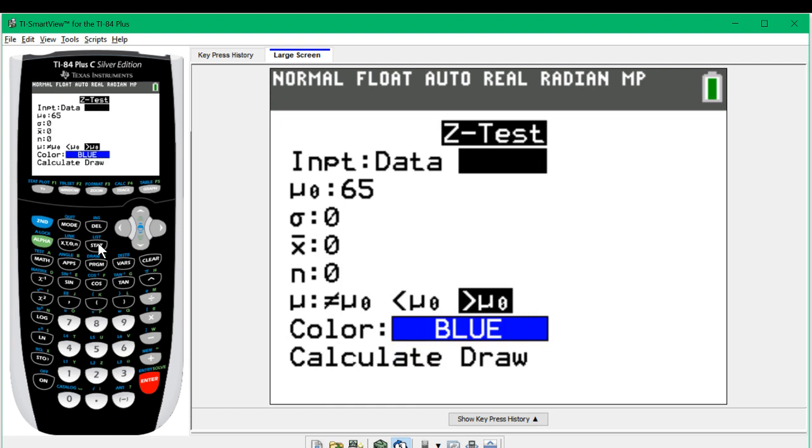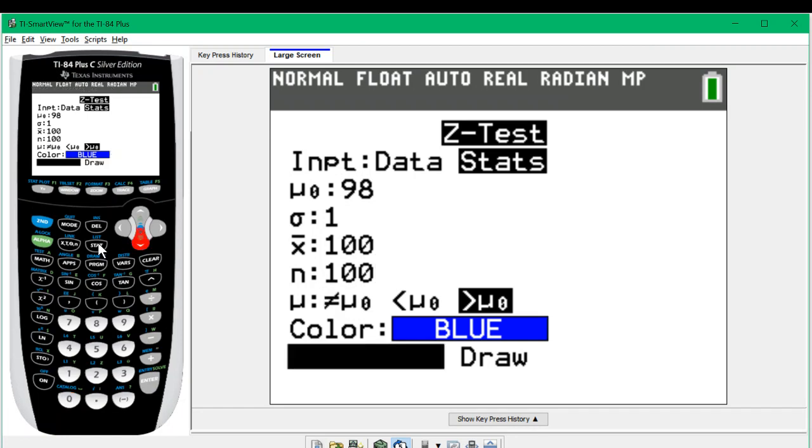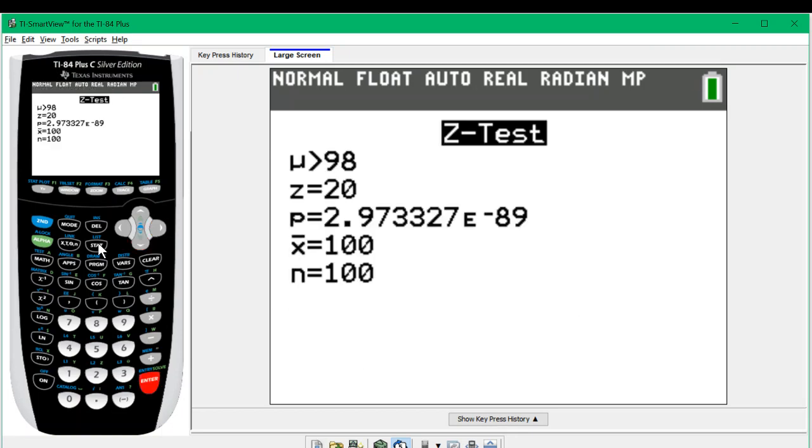So it's a z-test. Mu naught is 98. Standard deviation is 1. X bar is 100. Out of 100 households, these numbers are nice and easy. Is our alternative hypothesis not equal to, less than 98, or greater than 98? Greater than 98. Good. Last, calculate.